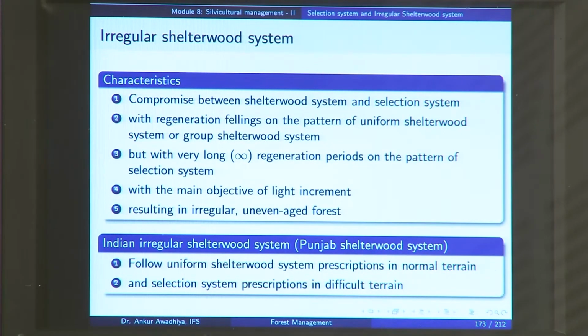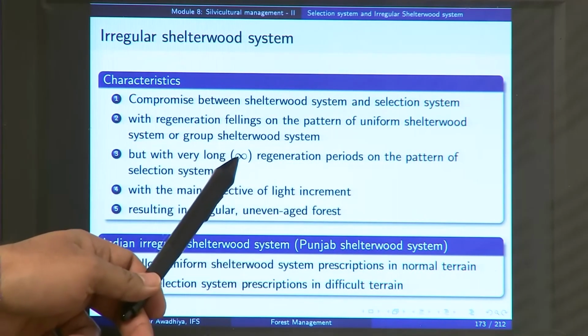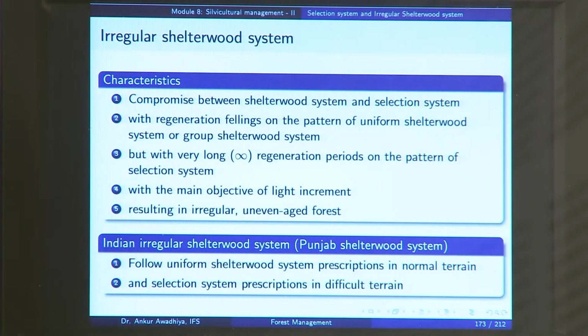So, what you are doing here is that you are doing your regeneration fellings either in the form of a uniform Shelterwood system or in the form of a group Shelterwood system. But unlike in the case of a uniform Shelterwood system or a group Shelterwood system, in which you are doing your operations in a very short period of time, here you do the regeneration over a very long period of time, in infinite number of years on the pattern of the selection system. Because as you remember, in the case of a selection system, we were visiting each area of the forest every year till infinite number of years for the regeneration. So, this characteristic of the selection system is added to the Shelterwood system to get the irregular Shelterwood system.